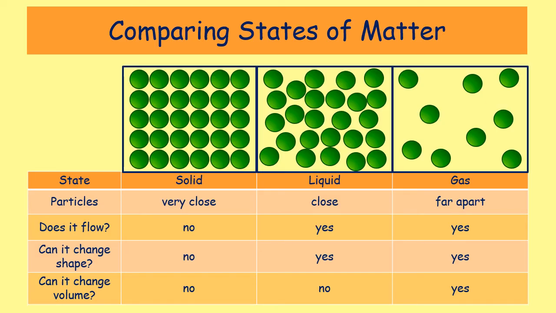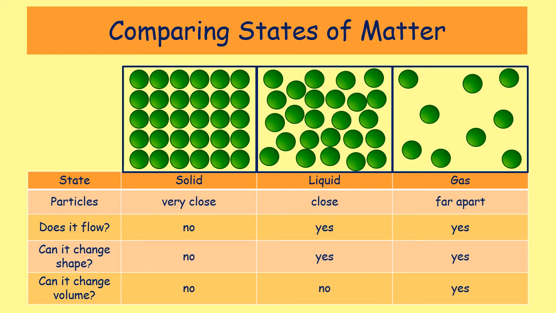Now an overview, just a review of what we learnt last time. We've got pictures representing a solid, a liquid, and a gas. When we look at the particles, we can see that the particles in a solid are very close. The particles in a liquid are close. There's still some of them touching one another, but in a gas, the particles are very far apart.